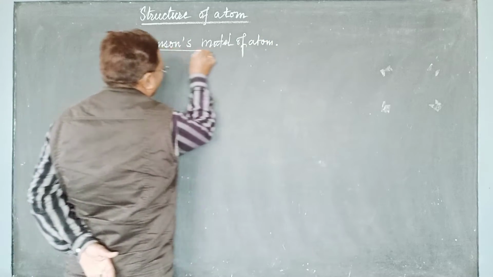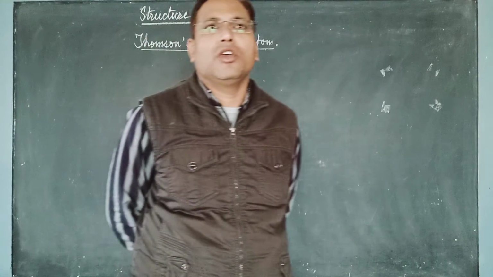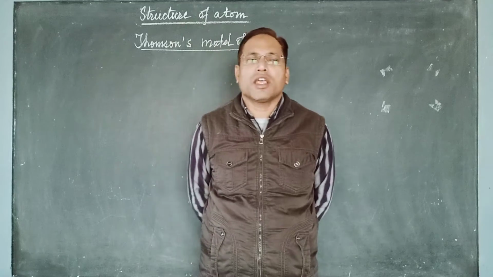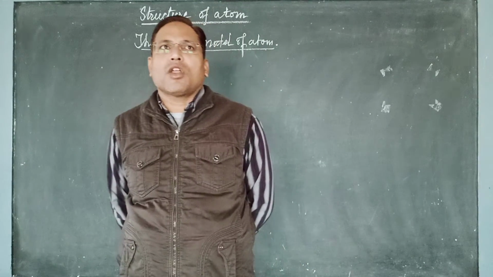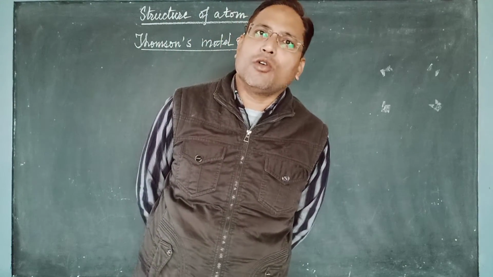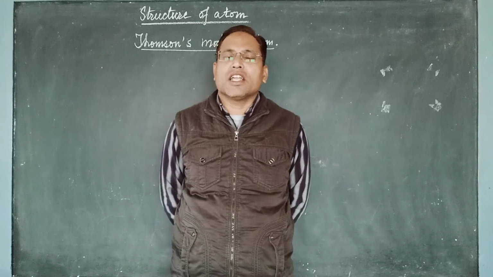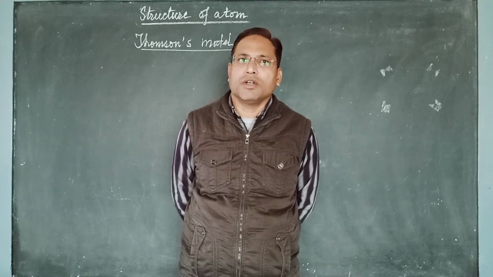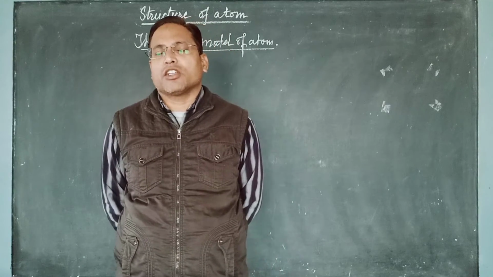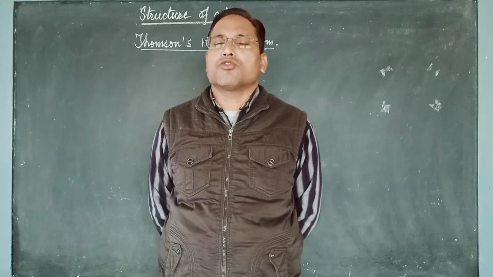In Thomson's model of atom, in 1903, J.J. Thomson gave his knowledge about the model of atom. As I have already told you, the neutron was discovered in 1932. So in 1903, the neutron was not discovered. Only electrons and protons were known. So what model did J.J. Thomson give? He gave it excluding the neutron.